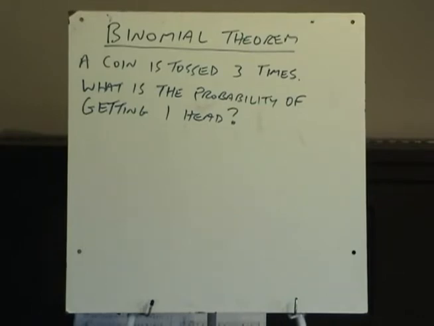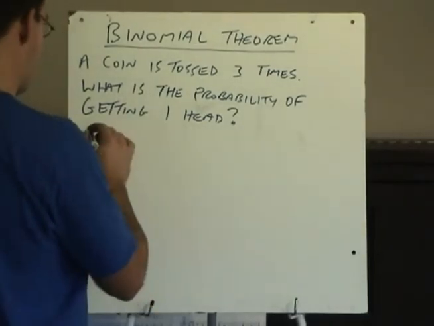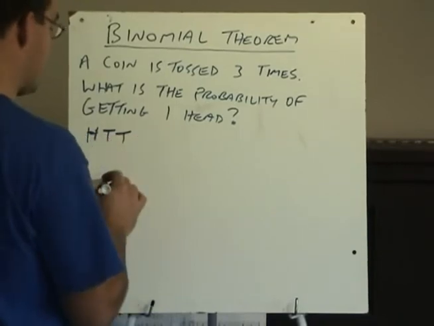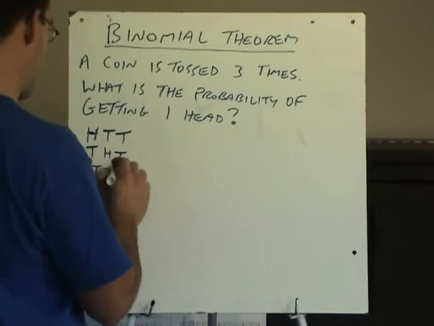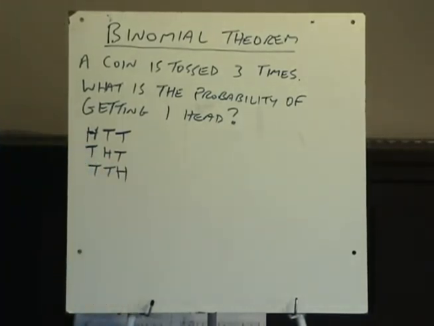So I'll show you how we can use the binomial theorem to help us solve this problem. A coin is tossed 3 times. What's the probability of getting 1 head? Well, if you did this the long way, you would say it could go heads, tails, tails. It could go tails, heads, tails, or it could go tails, tails, heads. Those are the only possible ways of flipping a coin 3 times and ending up with one head.